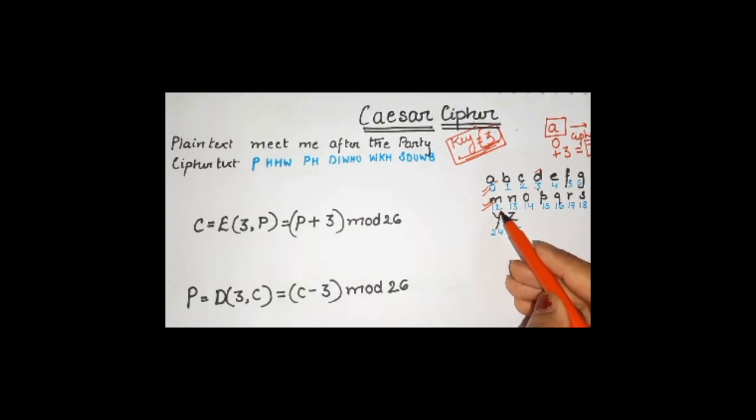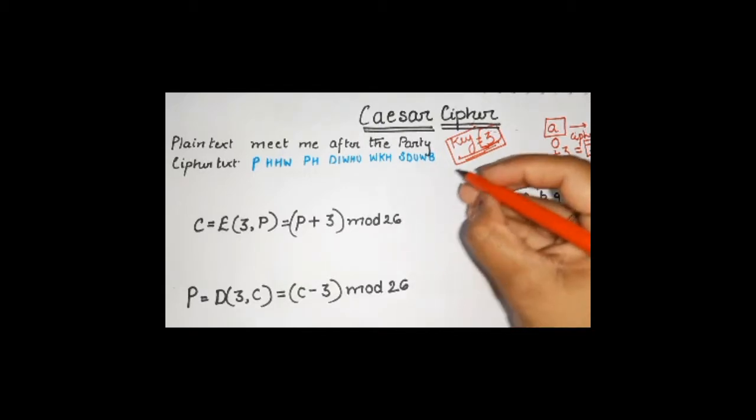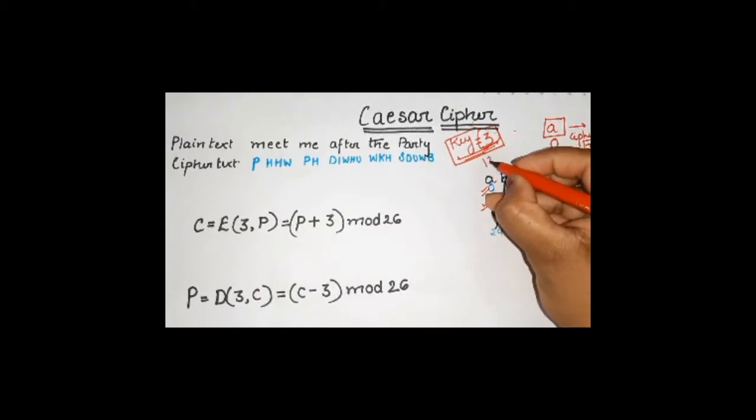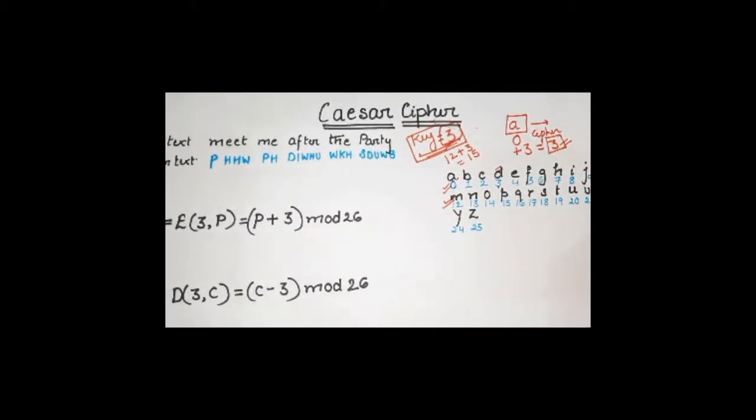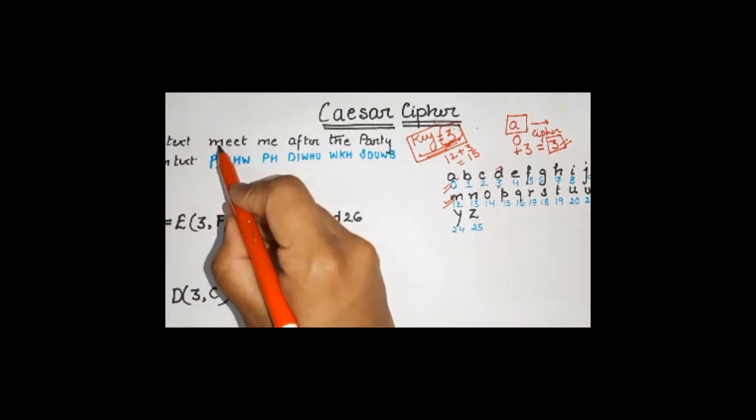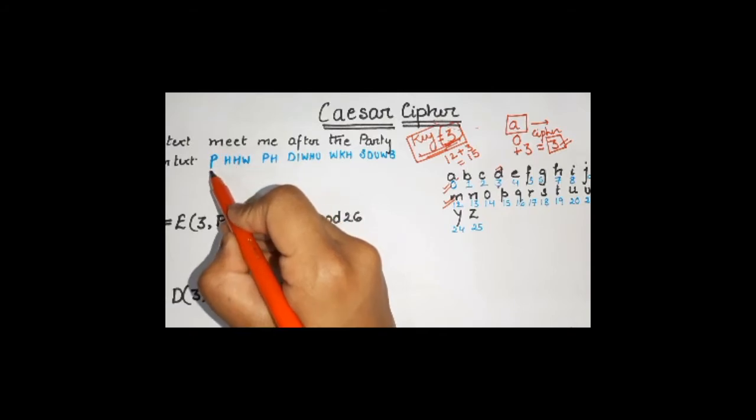Add 3 to 12. If I add 3 to 12, what will I get? If I add 12 plus 3, I'll get 15, correct? So what is the alphabetical value for 15? The alphabetical value for 15 is P. Can you see this? So therefore, the plain text M will now be converted into ciphertext P.